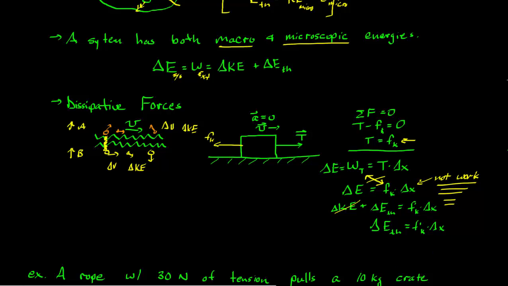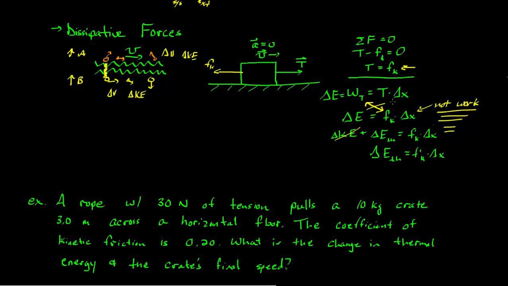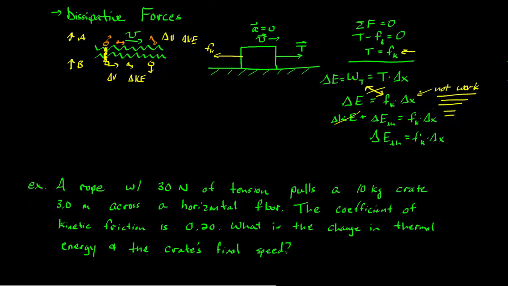The reason for that is because the energy goes into both objects. So we're not putting energy into one, if that makes sense. It'll make more sense once we get into conservative versus non-conservative.